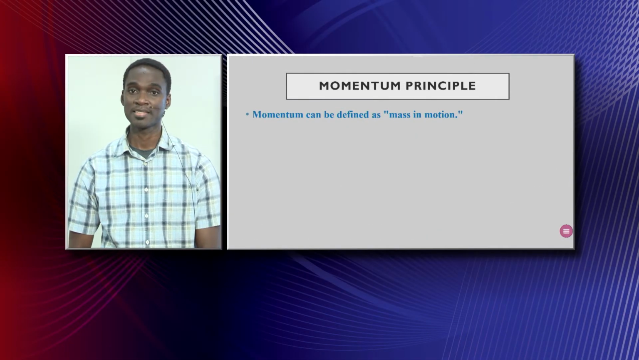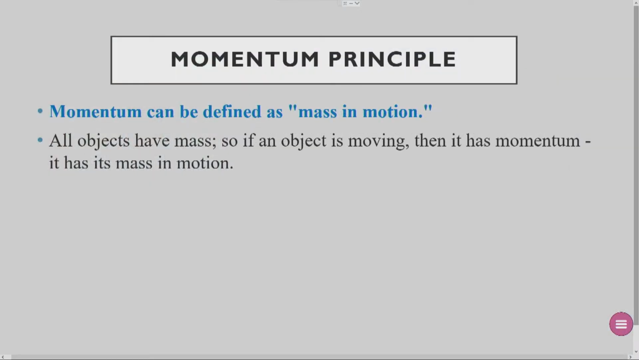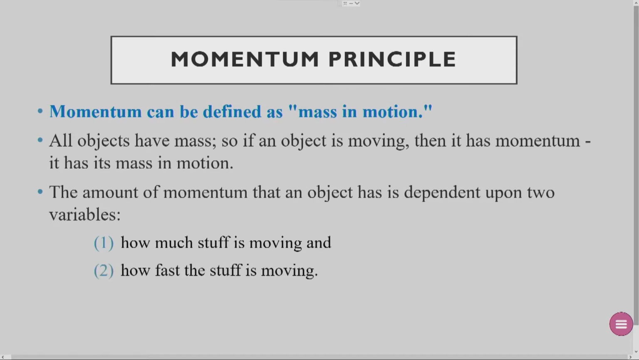Momentum can be defined as mass in motion. All objects have mass. So if an object is moving, then it has momentum. It has its mass in motion. The amount of momentum that an object has is dependent upon two variables. One, how much stuff is moving, and two, how fast the stuff is moving.